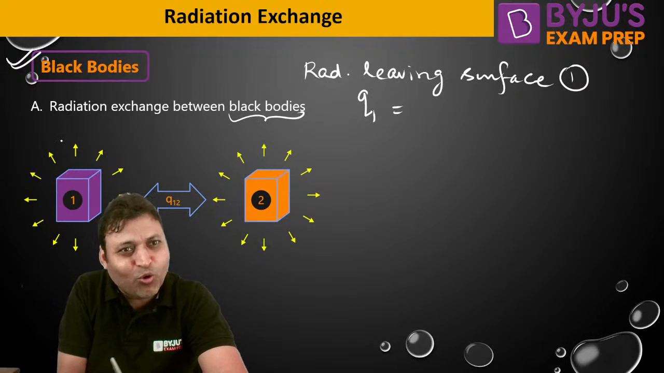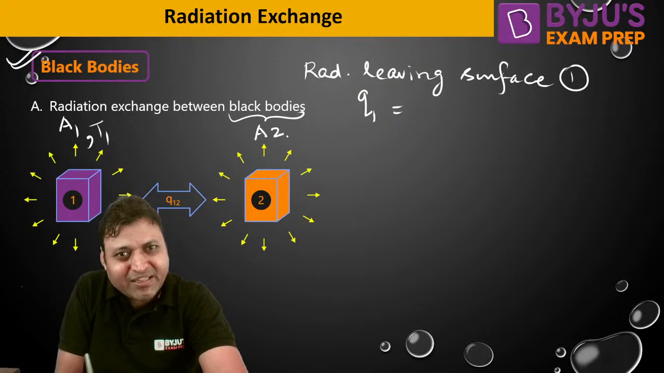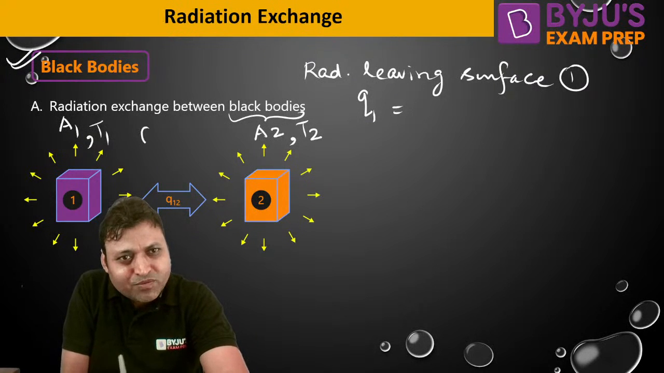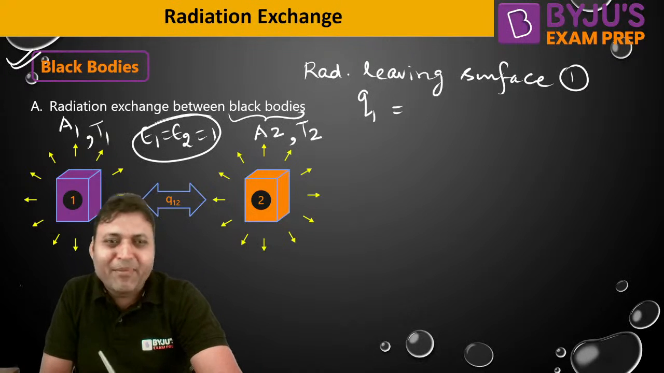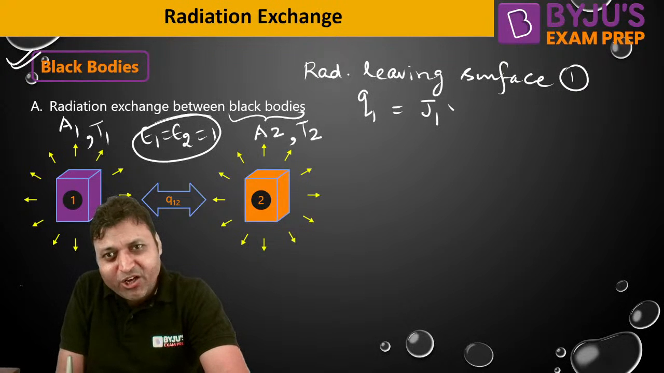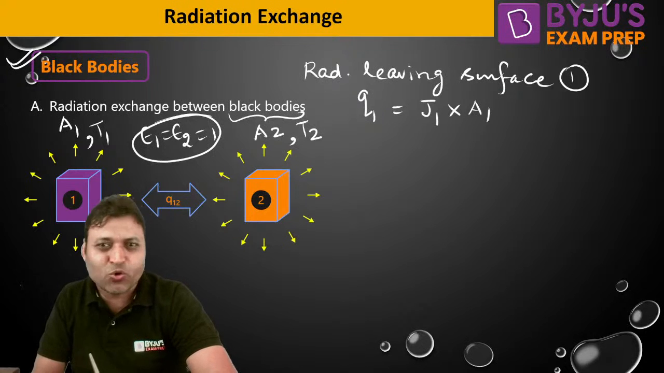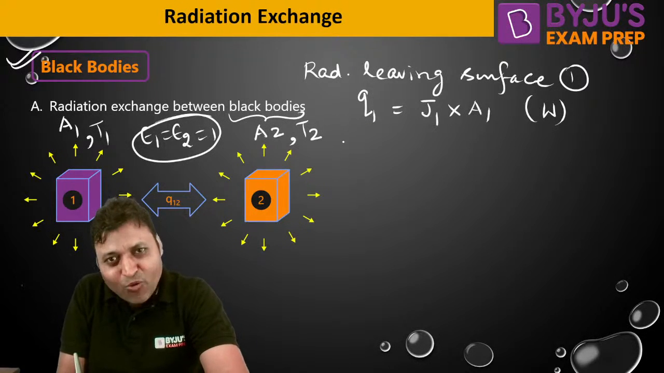We are talking about the black bodies. Black body 1 and 2 are both black bodies. The area of body 1 is A1, the area of body 2 is A2. The temperature of body 1 is T1, the temperature of body 2 is T2. Epsilon 1 is equal to epsilon 2 is equal to 1 because both are black bodies. Q1 is equal to radiosity into A1, isn't it? The amount of radiation leaving the surface 1 will be J1 into A1.